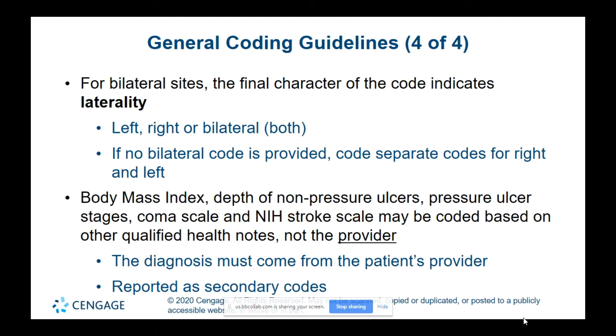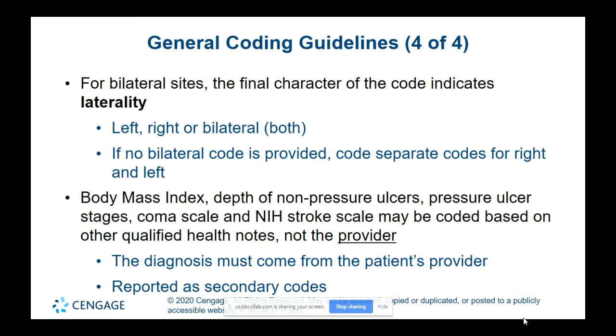Additional things that may come up: body mass index, depth of non-pressure ulcers, pressure ulcer stages, coma stages, and the NIH stroke scale may be coded based on qualified health notes other than the provider, other than the doctor. So most of the documentation that you're going to be reporting is from the main provider, the physician notes, the encounter form. However, this information can be taken from other documentation. So think of the nursing notes.